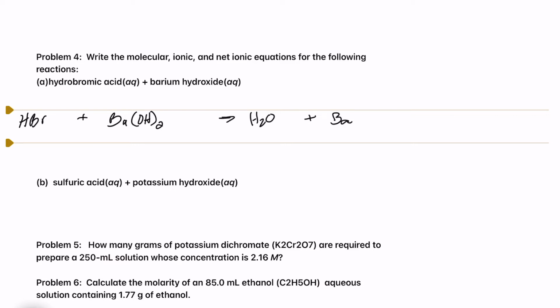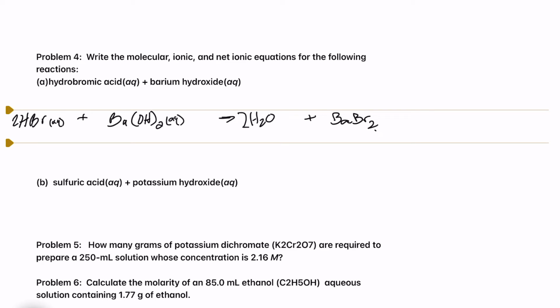They're going to combine and form something. Well, we have double displacement here, and it's usually the case with an acid-base reaction. You end up with water plus something, usually some kind of salt. In this case, we have water and barium bromide. So we balance our equation, and we get our molecular equation here.